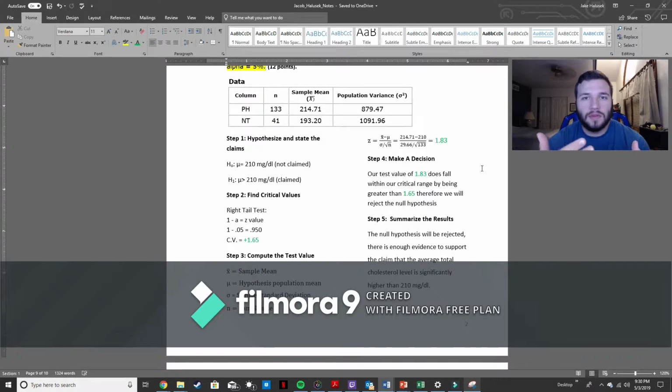Now, summarizing the results into a better formatted sentence: the null hypothesis will be rejected. There is enough evidence to support the claim that the average total cholesterol level is significantly higher than 210 milligrams per deciliter.